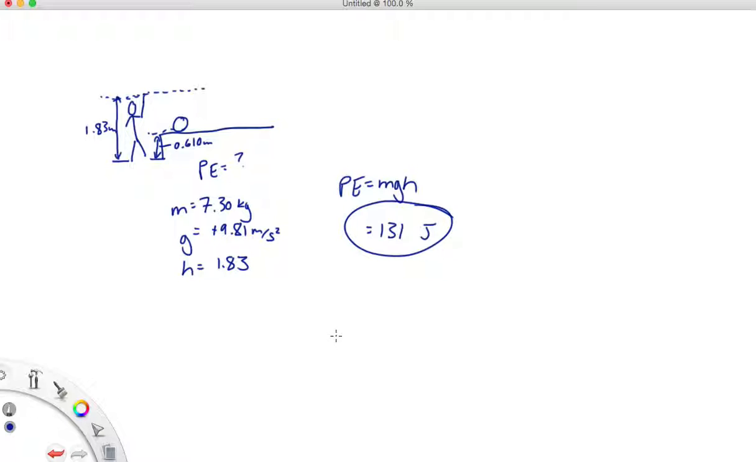Next question. How much work did you do to lift the ball over your head? So we're thinking about from here to here. I'll use a different color. From here to here. How much work did you do? Not how much work did gravity do. How much work did you do? The ball went with your motion, so it's going to be a positive number. We know that.